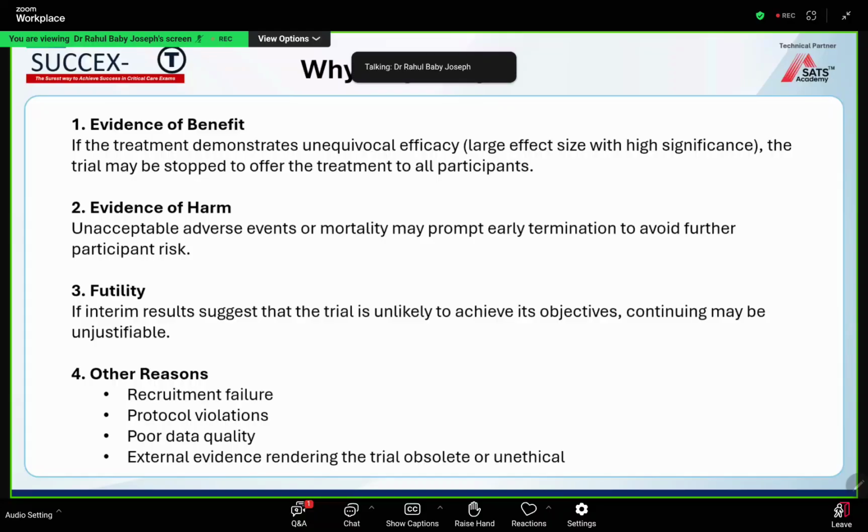So if the treatment demonstrates unequivocal efficacy, that is a large effect size, the difference between effects in the control and the test group is very large, the trial may be stopped, and the good intervention may be offered to all the participants. If there is evidence of harm, if there are unacceptable adverse events or mortality, it may prompt early termination to avoid further participant risk.